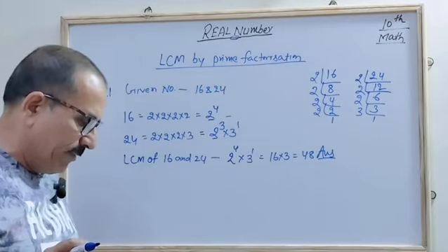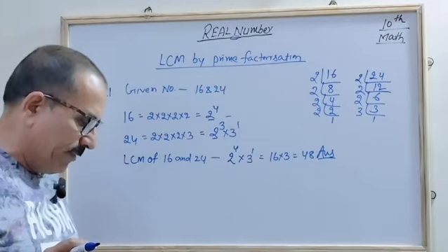Suppose we are taking three numbers: 16, 24 and 30. What will we do? First we find the prime factorization of 16. 2 into 8 is 16, 2 into 4 is 8, 2 into 2 is 4, and 2 into 1 is 2. Correct? Then we find 24. 2 into 12, 2 into 6 is 12, 2 into 3 is 6, and 3 into 1 is 3.